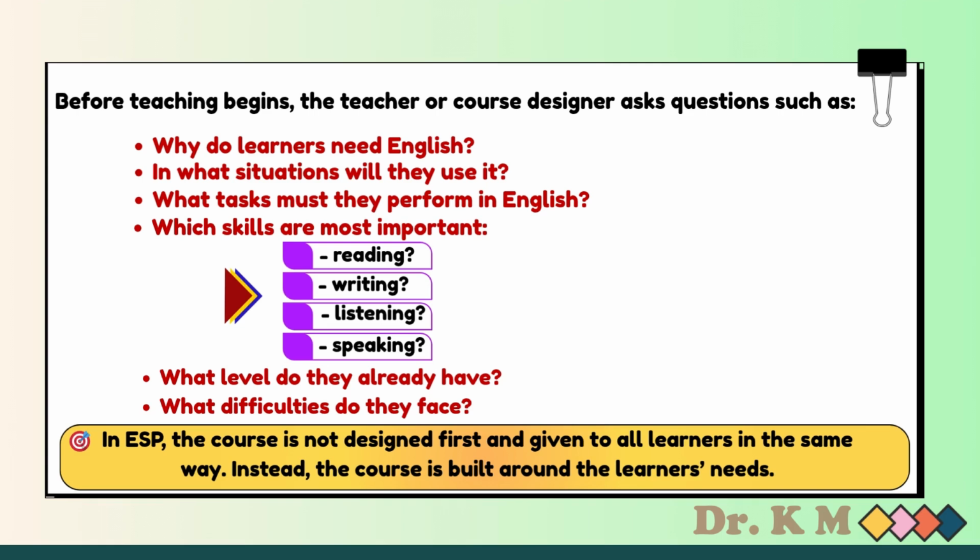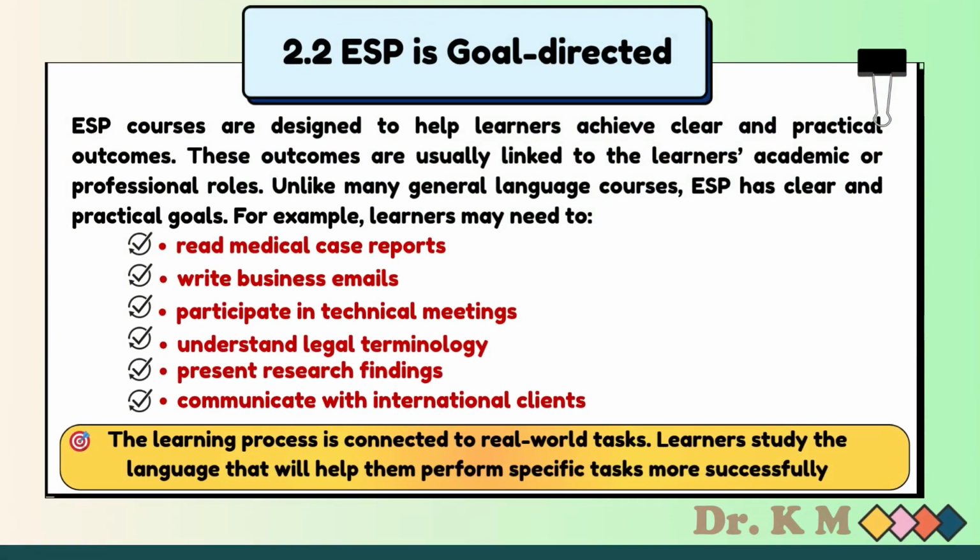In ESP, the course is not designed first and given to all learners in the same way. Instead, the course is built around the learner's needs. ESP is goal-directed. ESP courses are designed to help learners achieve clear and practical outcomes. These outcomes are usually linked to the learner's academic or professional roles. Unlike many general language courses, ESP has clear and practical goals.